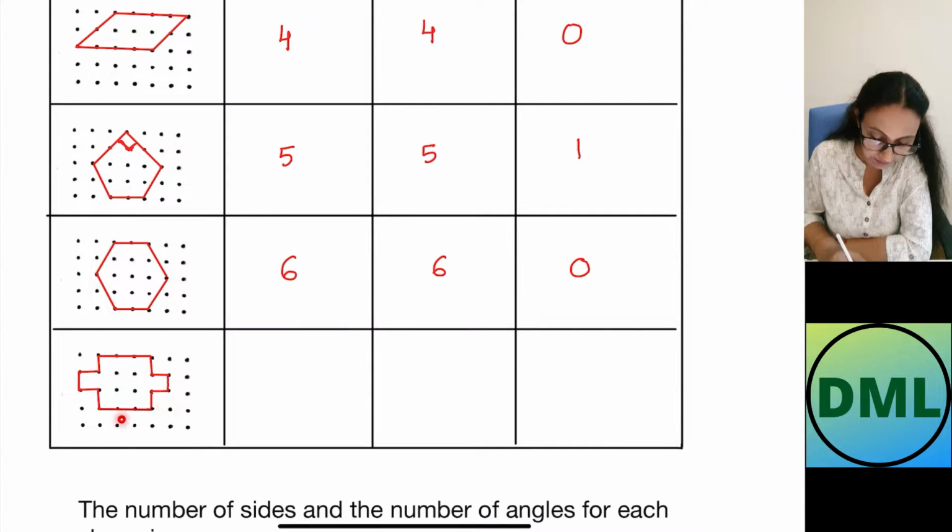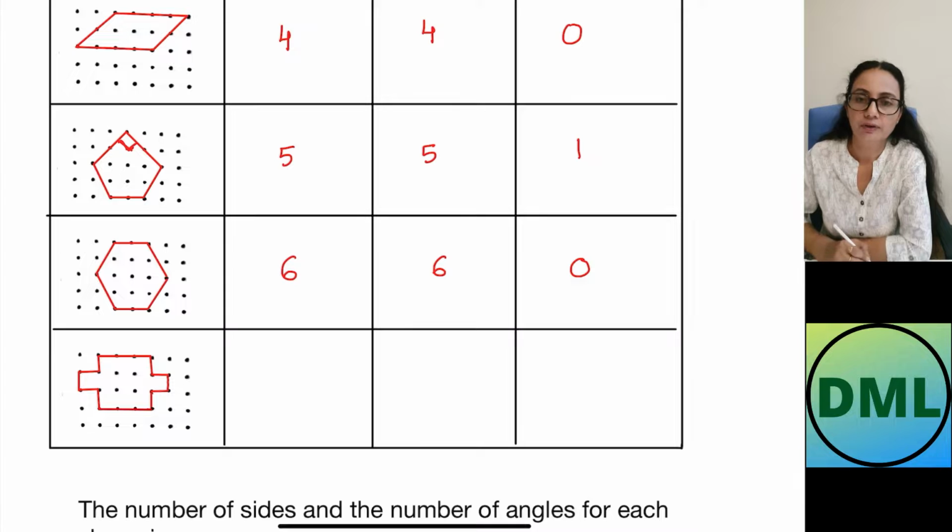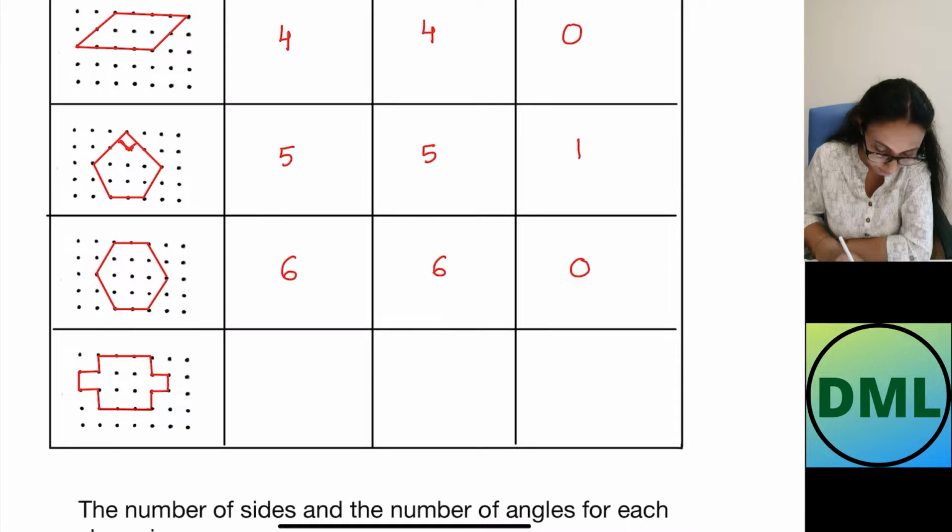This is our figure. I need to calculate the number of sides. How many sides do we have? 12, right? 1, 2, 3, 4, 5, 6, 7, 8, 9, 10, 11, 12 sides we have. Let's write the value 12.